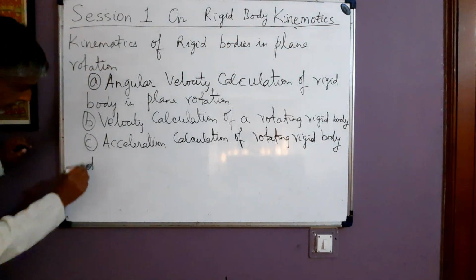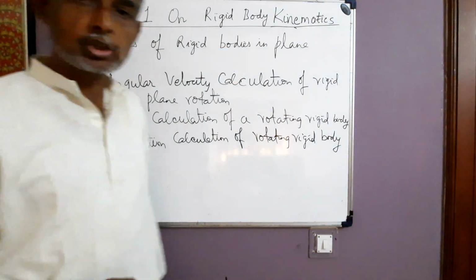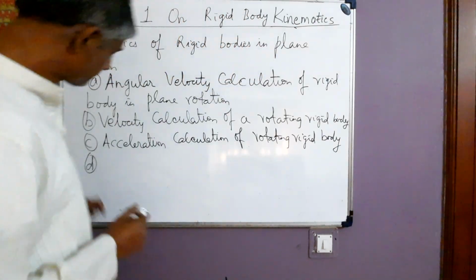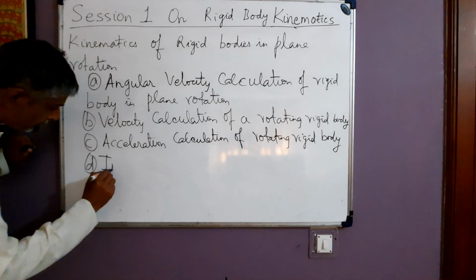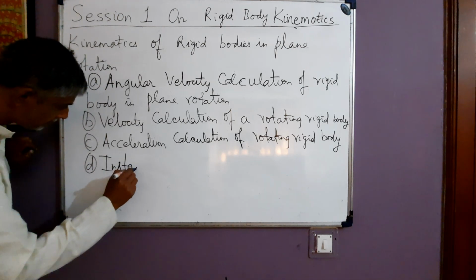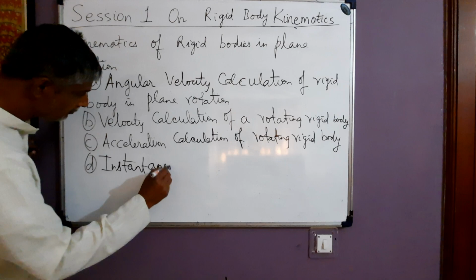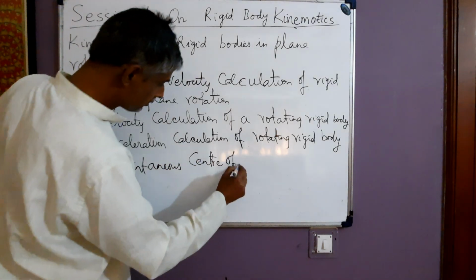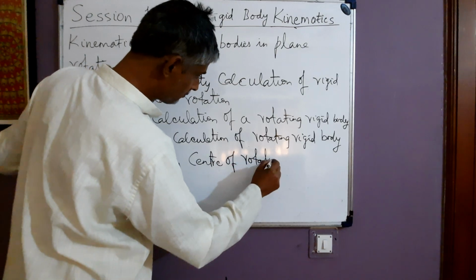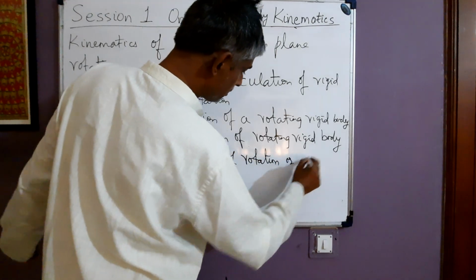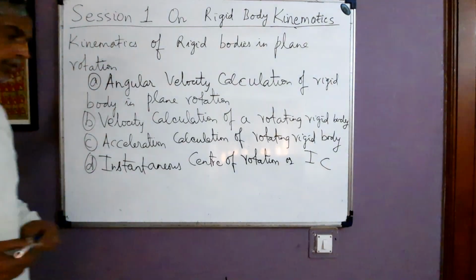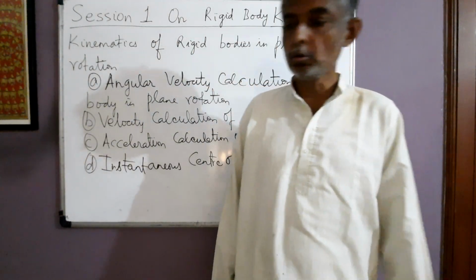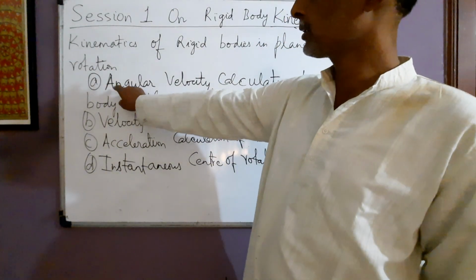And lastly, we will take up the instantaneous center of rotation, briefly stated as IC. Instantaneous center of rotation, or simply IC. These are the 4 topics which have to be taken up in this chapter. So first, we'll take up topic A. This we'll discuss first.